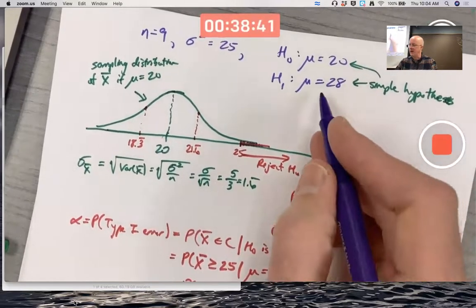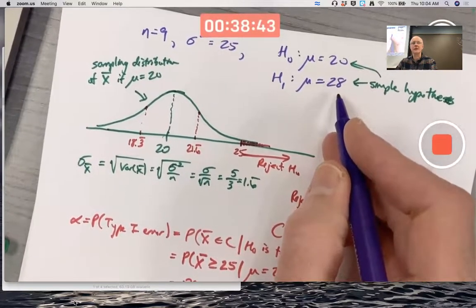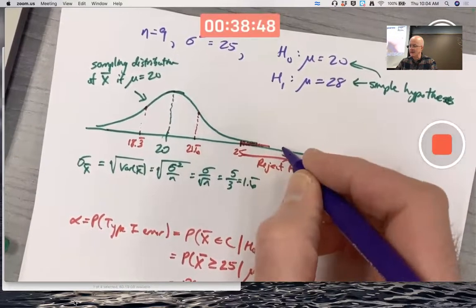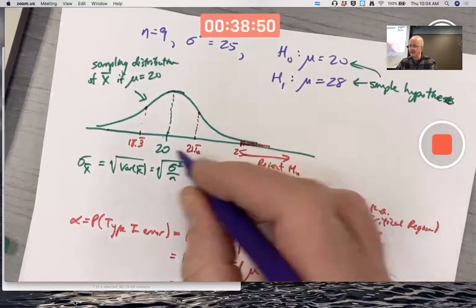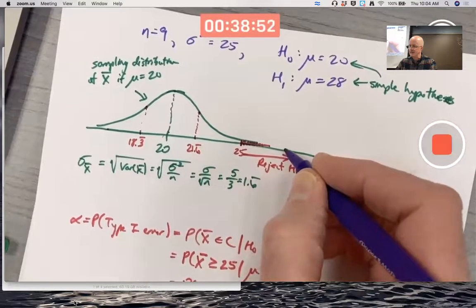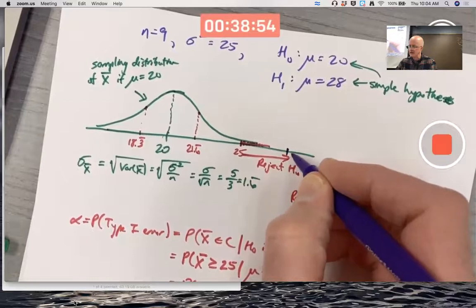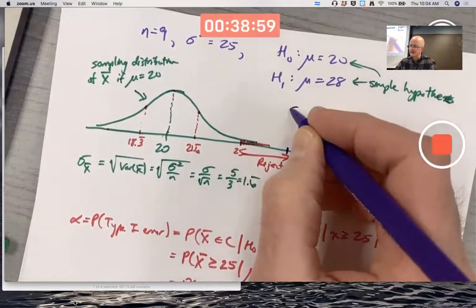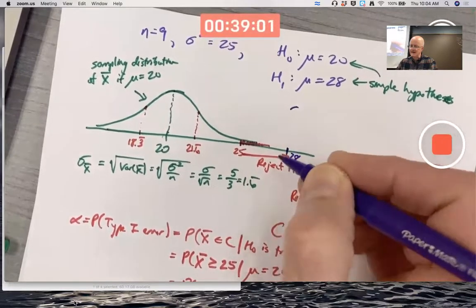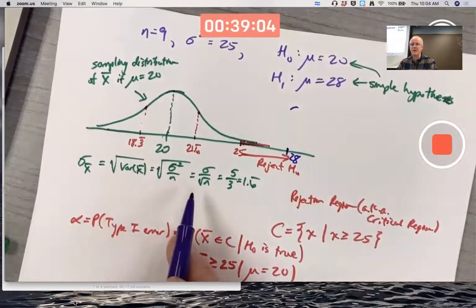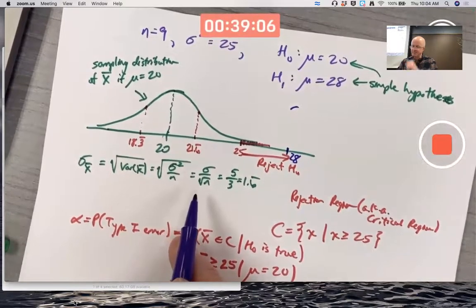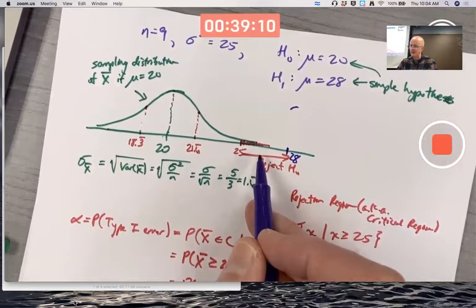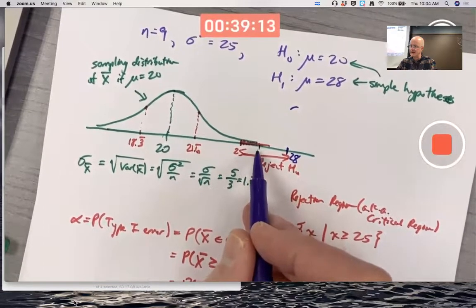H1 is 28. Mu is 28, the alternative hypothesis. If that's the truth, then your sampling distribution is centered at 28, a little closer to 25 than 20 is. Maybe about here. The standard deviation is still about 1.7. So I want my inflection point here to be at, well, 26.3 repeating, which might be right about there, say.